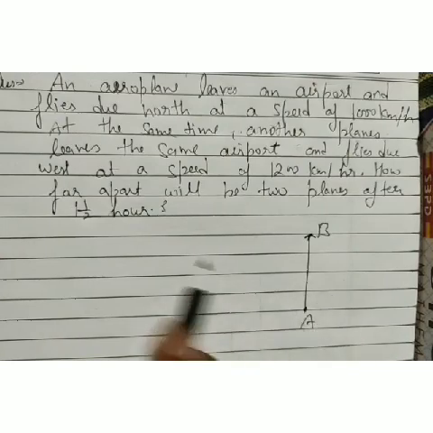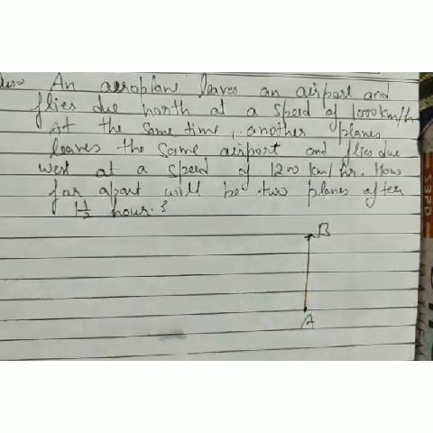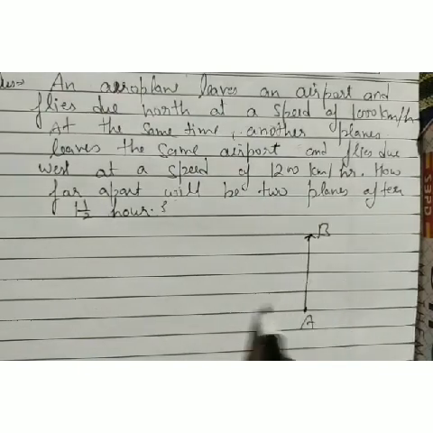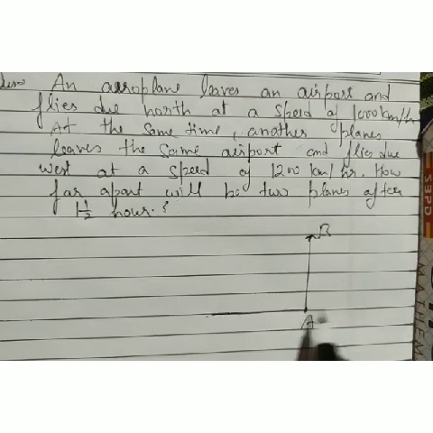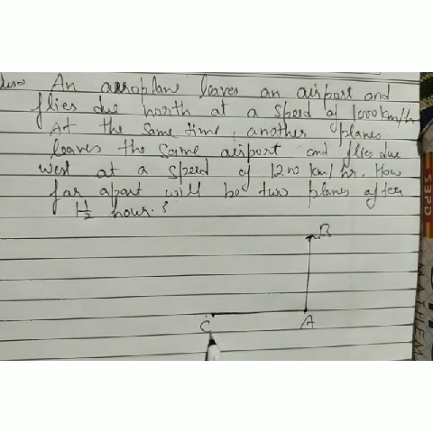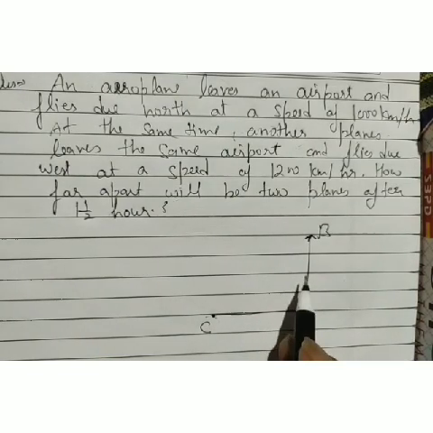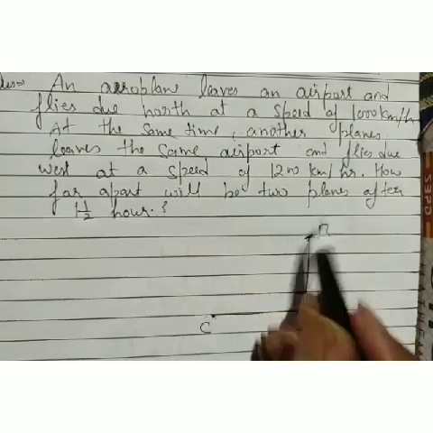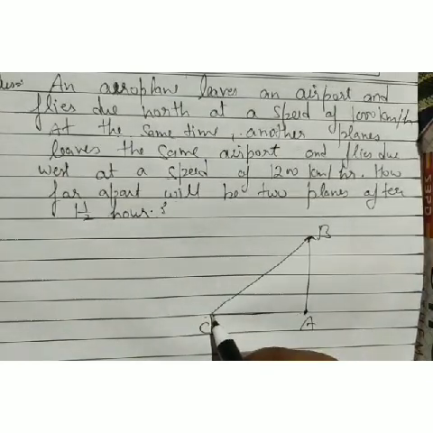Now, what is given? At the same time, another plane leaves the same airport and flies due west. This is our north, this is our east. We move to the west. Suppose after 1.5 hours, it reaches point C. Suppose it covers a distance AC in 1.5 hours. Then we have to find the distance apart, this distance BC.